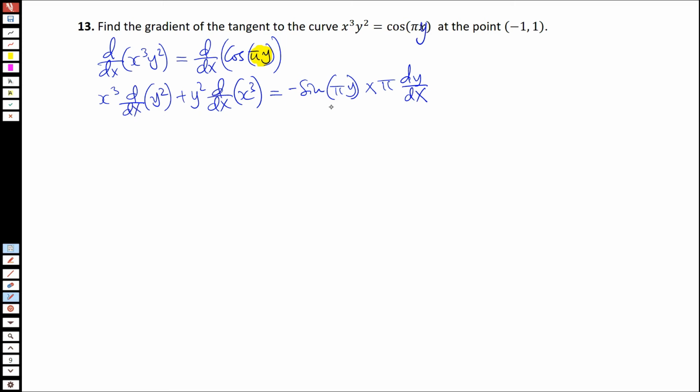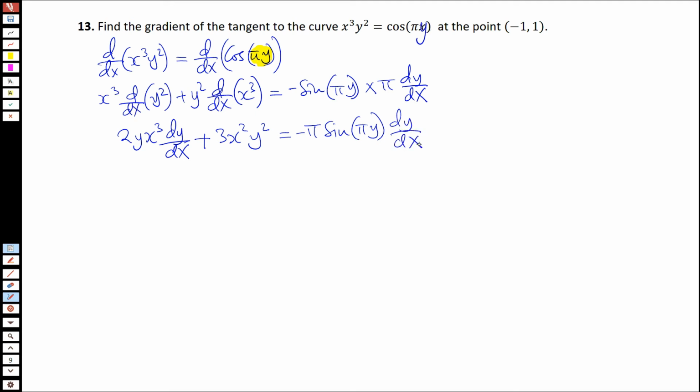Okay, so once we have that, we can now go back and differentiate this, finish off the derivative, and then simplify that. So the derivative of y squared is 2y dy over dx, so that will be 2y x cubed dy over dx, plus the derivative of x cubed is just 3x squared, so that will be 3x squared y squared. And then here, just simplifying that, that will be negative pi sine pi y dy over dx.